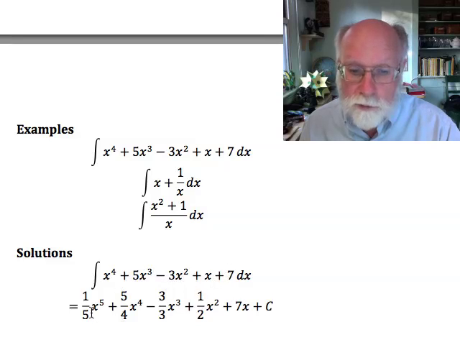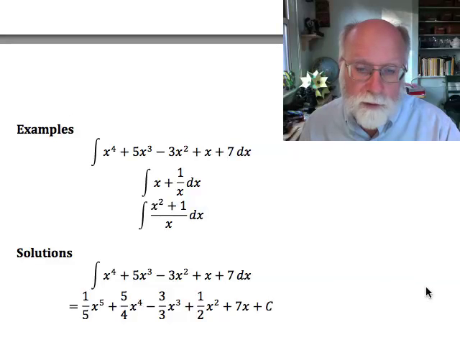Because it's a sum, we can do them all individually. At the end, we have to add the constant of integration to indicate that to get all of the antiderivatives, we would take that function and adjust it by a constant. Okay, so that's a simple kind of integral where we've used the basic x to the m formula over and over again.